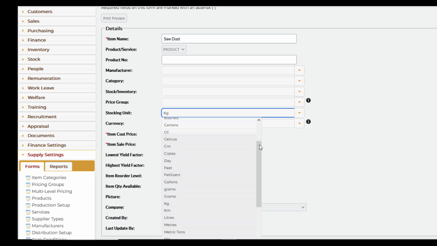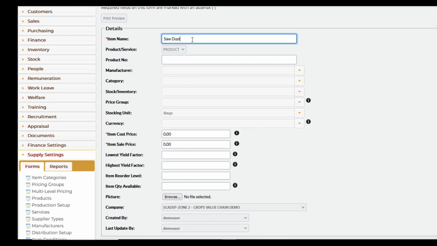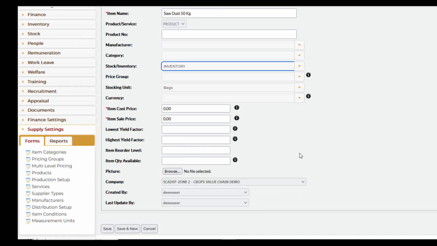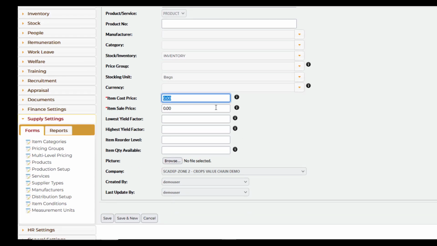So with that understanding, I have to say that the stocking unit is bags, and then I can put my size or my weight in the item name. That's what I have to do. Then I can indicate my cost price. So let's say here my cost price is 500, and then I save.